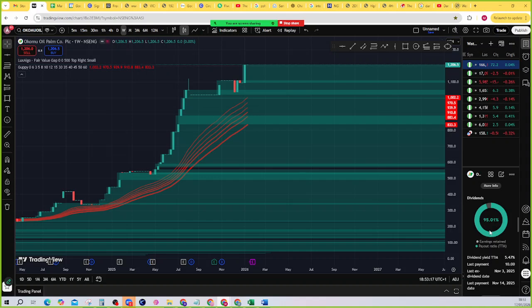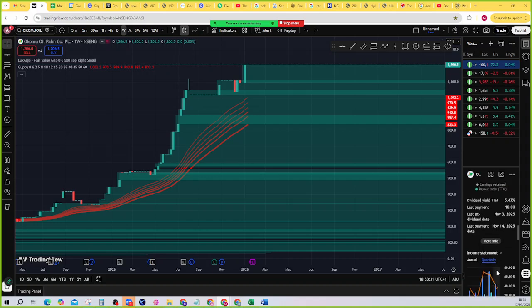Let's look at what they are even paying as dividend. 95% payout ratio. This is their payout ratio. Dividend yield 5% with current price. That's good. It's even better than MTN. So let's now go down and see what's their last ex-dividend date. That's November 3rd. Last payment date November 14th.